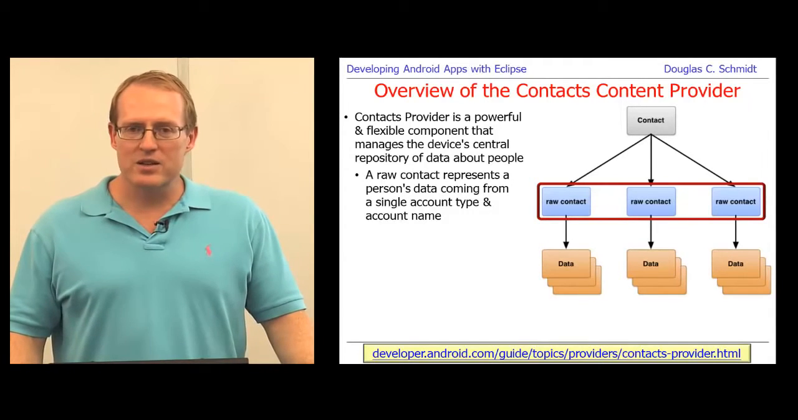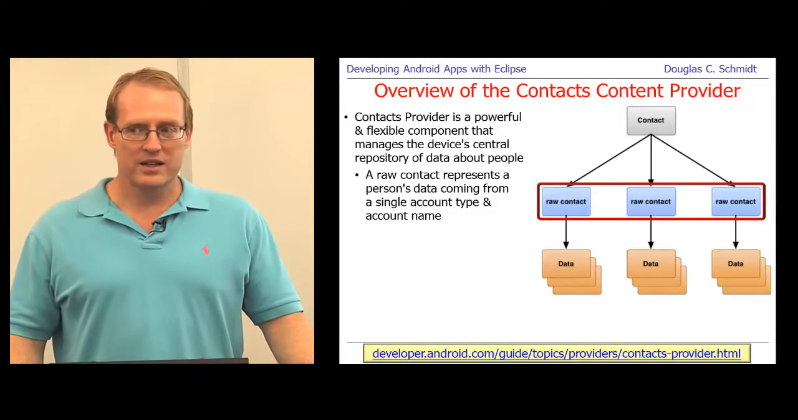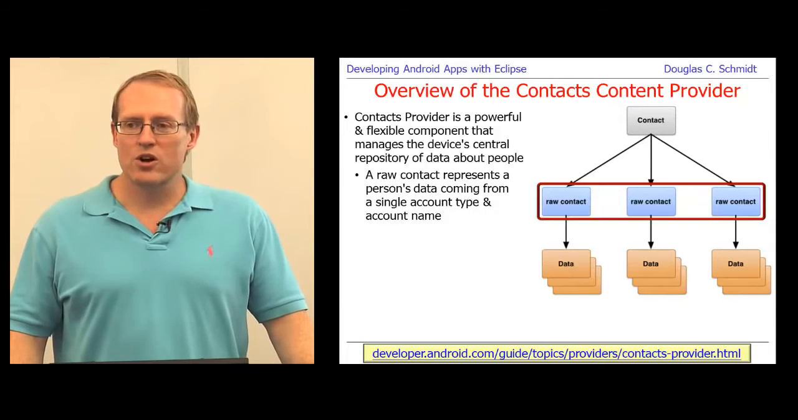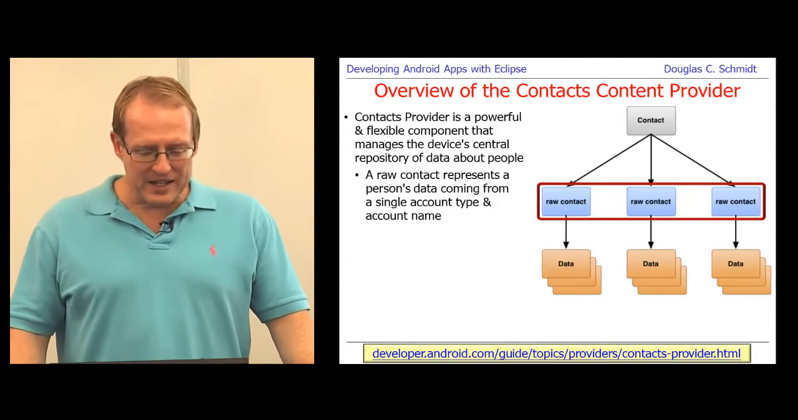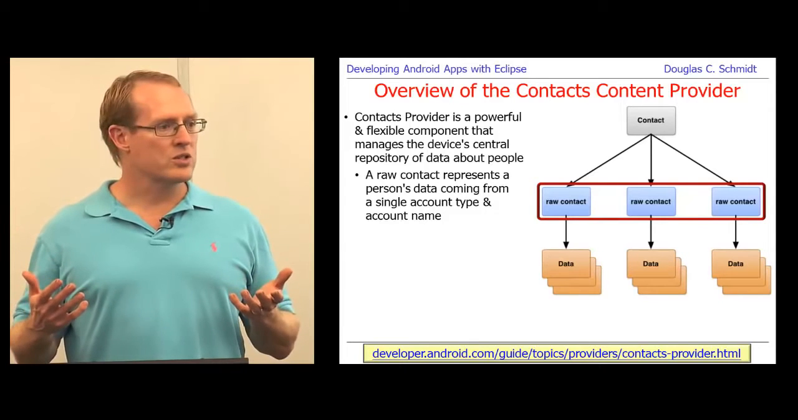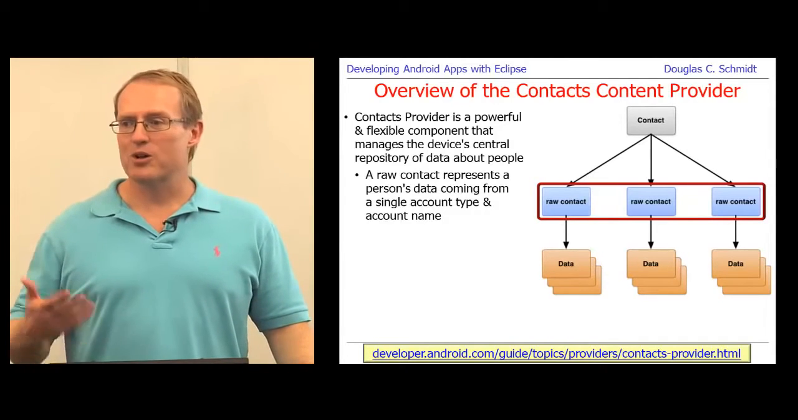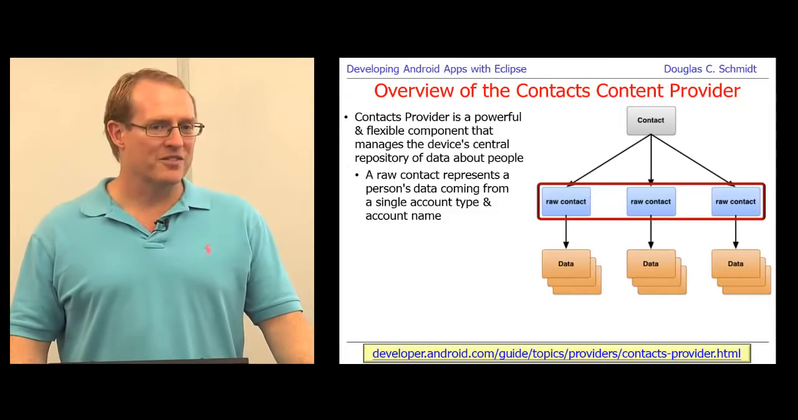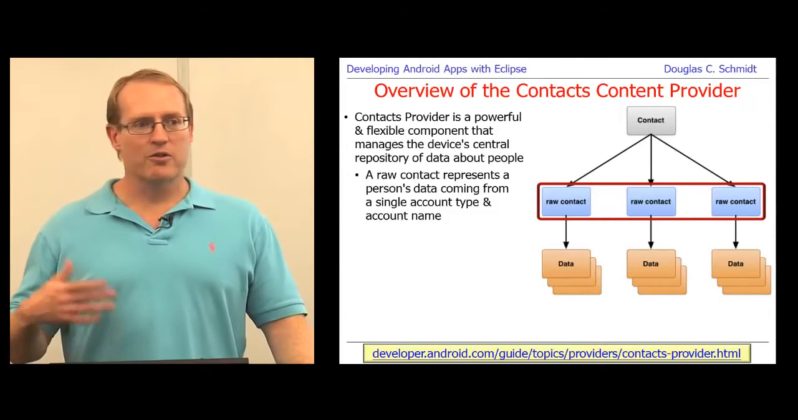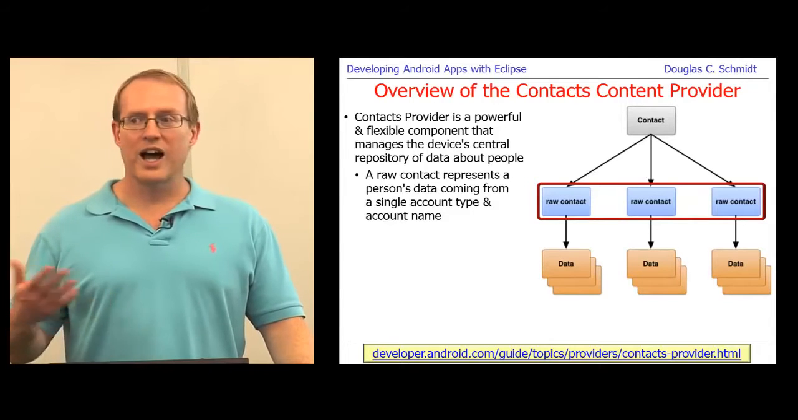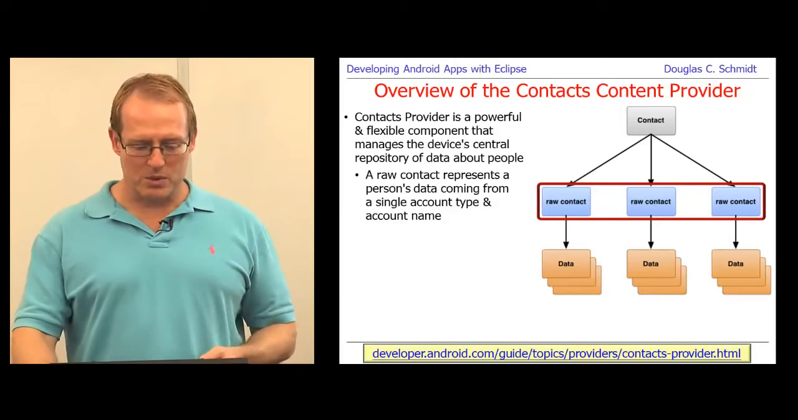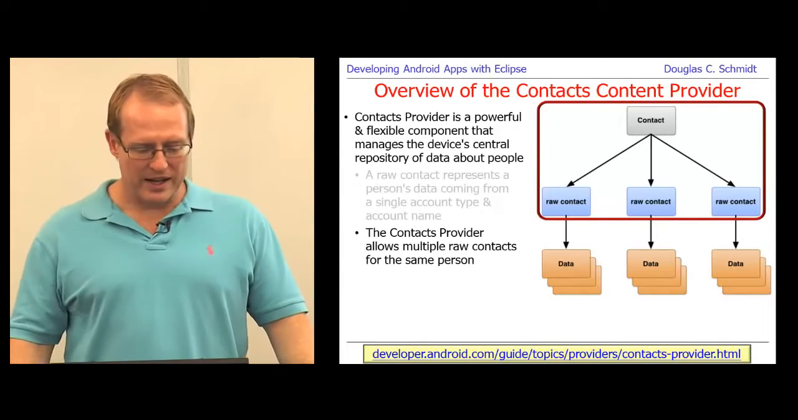So the first thing is there's this concept in the contacts content provider, which is called a raw contact. And that is basically a person's data that's coming from a particular source. Nowadays, you probably have multiple ways of identifying yourself. You might have your Gmail account. You might have other information like Facebook or Yahoo or other ways of describing yourself. And each of those things corresponds to what's called a raw contact.